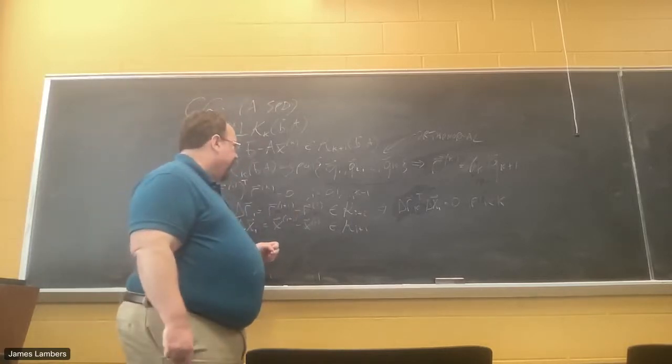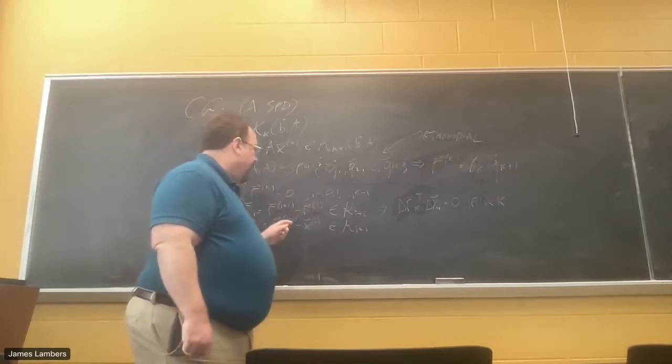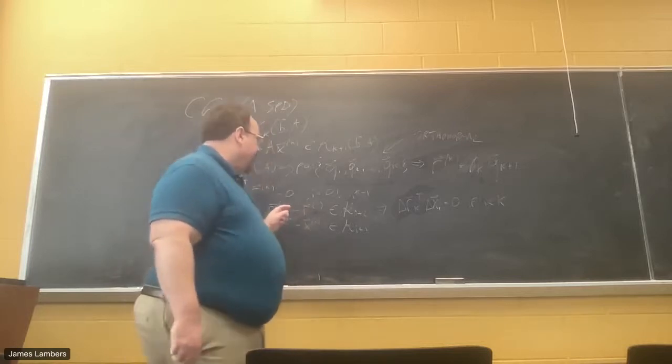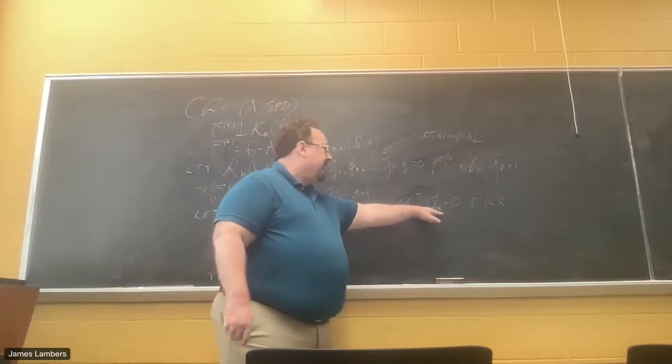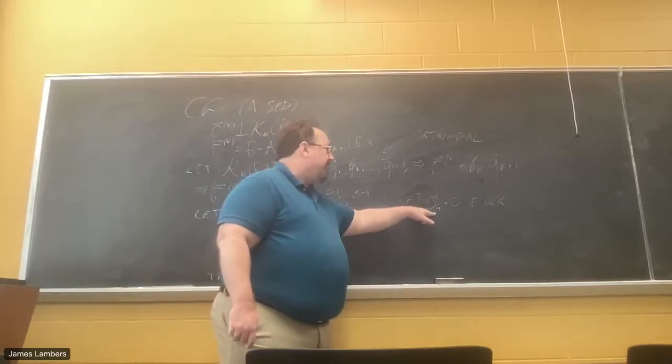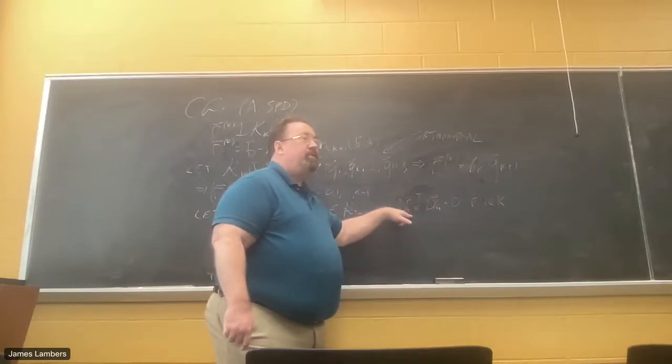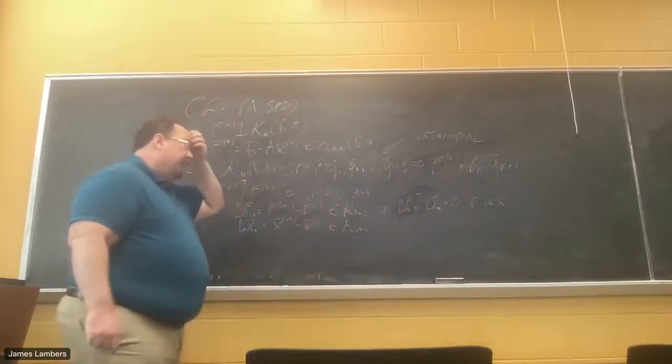But if this delta X has a smaller index than K, then it belongs to the very subspace that this is orthogonal to. So it must be 0.